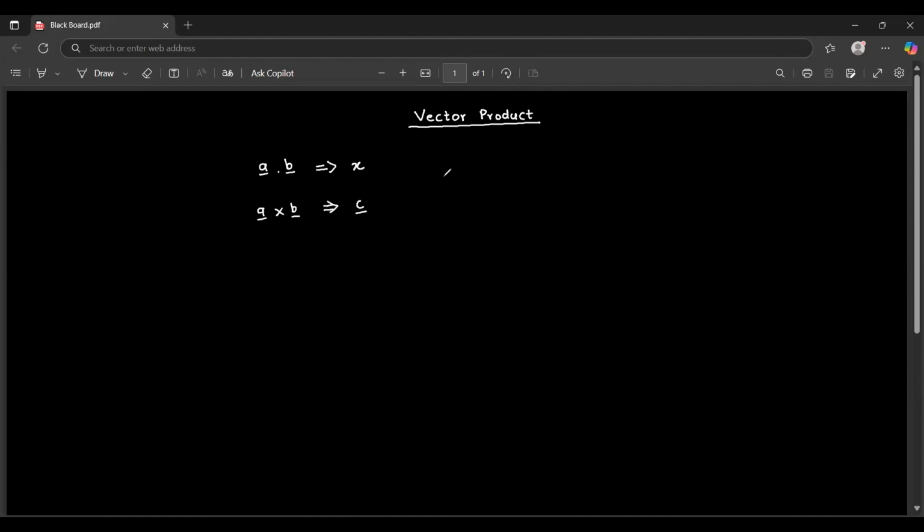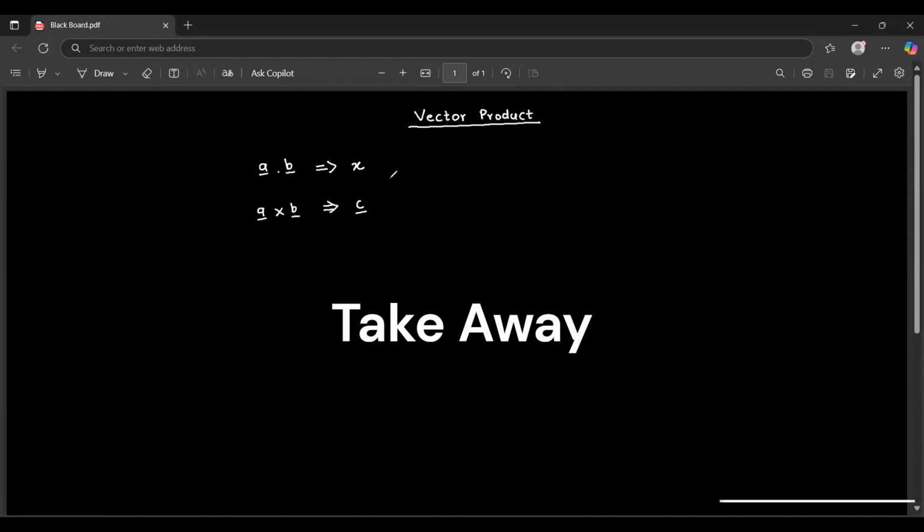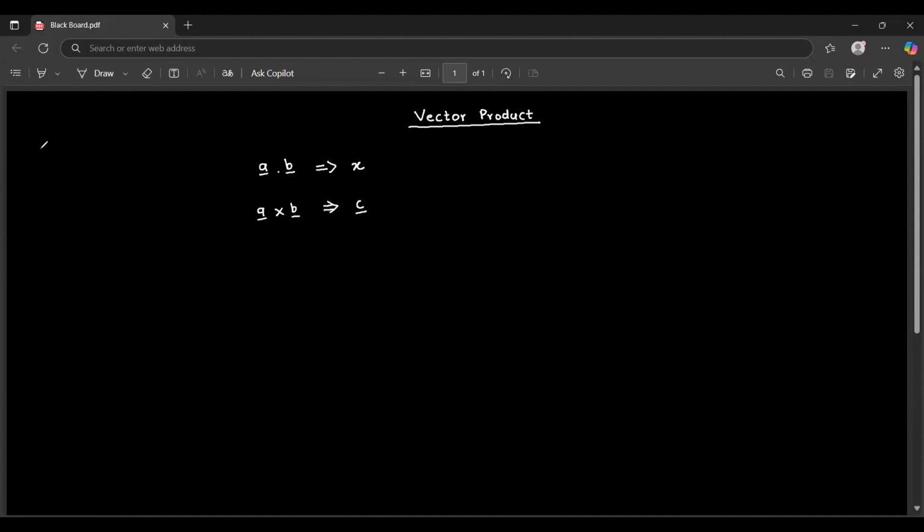The special part about this vector is that C will be perpendicular to A. At the same time, it will also be perpendicular to B. That's the important thing that we have to carry away from this operation. If you want to imagine this, let's say we have A in this direction and B in this direction, and you apply the right hand Fleming's rule.